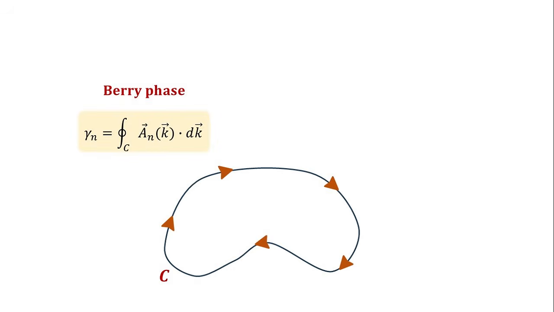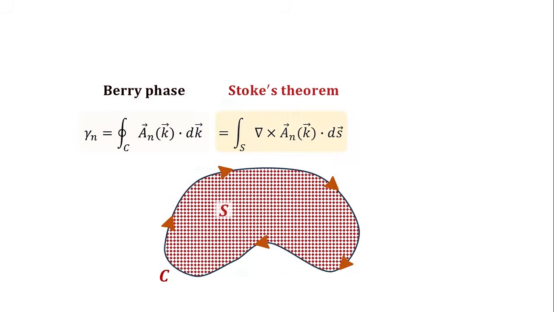Recall that the Berry phase acquired over a closed path C is defined as the line integral of the Berry connection along the path. This expression should remind us of the magnetic flux in electromagnetism, where the flux through a surface is determined by the circulation of the vector potential around the surface's boundary. Using Stokes' theorem, the line integral of the Berry connection over a closed path C can be rewritten as the surface integral of the curl of the Berry connection over the surface S enclosed by C. Since the curl of the Berry connection is the Berry curvature, this Berry phase can thus be equivalently expressed as the surface integral of the Berry curvature over the surface S.